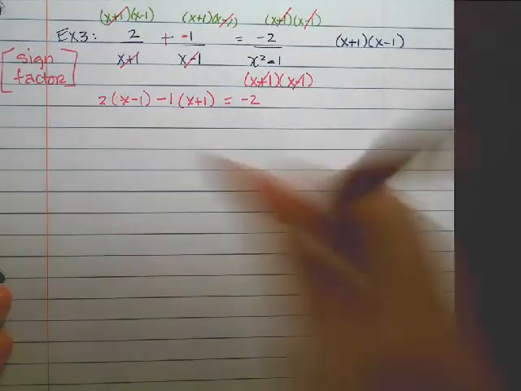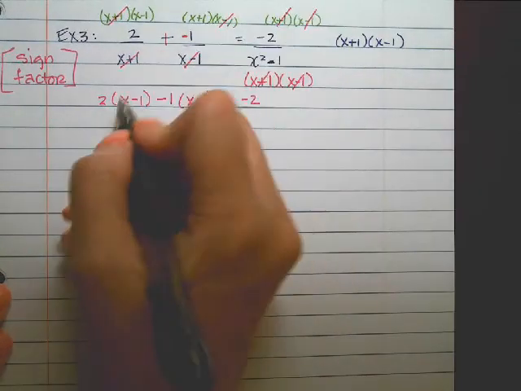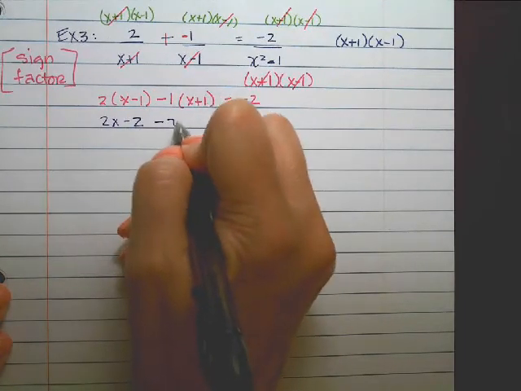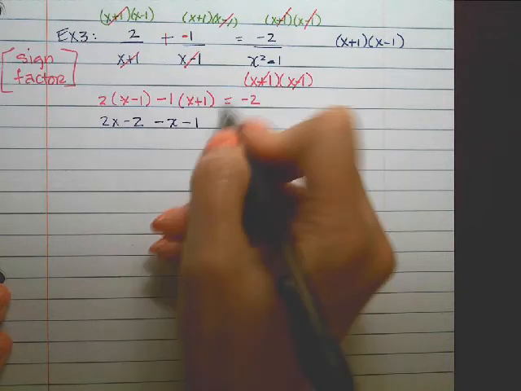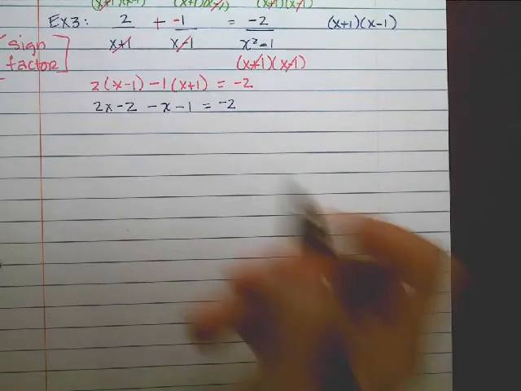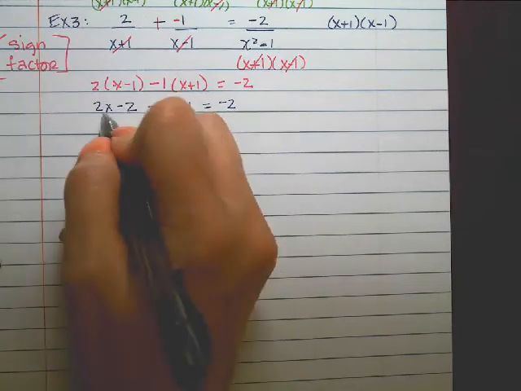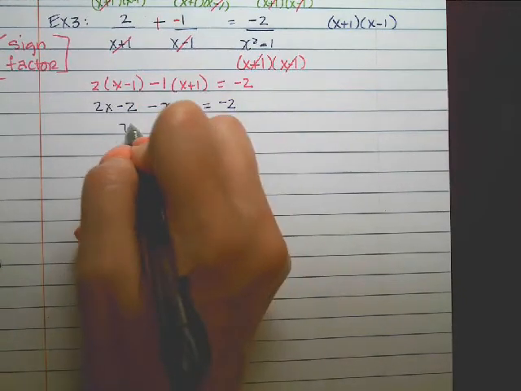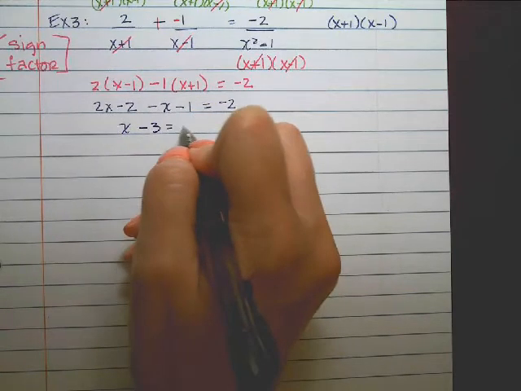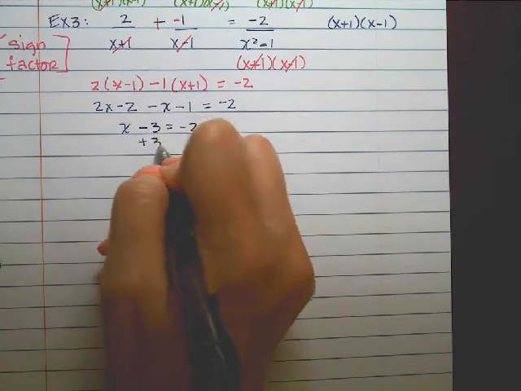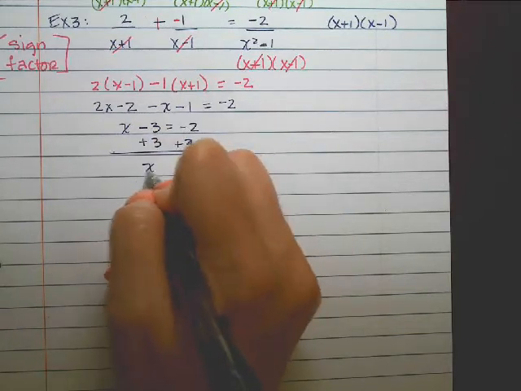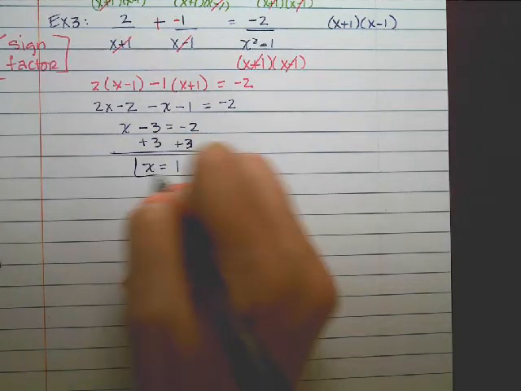All right, so we're going to distribute this. So we're going to end up with 2x minus 2, negative x minus 1 equals negative 2. Clean it up a little bit, so we've got 2x minus an x, which is just x, and the negative 2 and the negative 1 make negative 3. If you move the 3 to the other side, you end up with x equals 1.